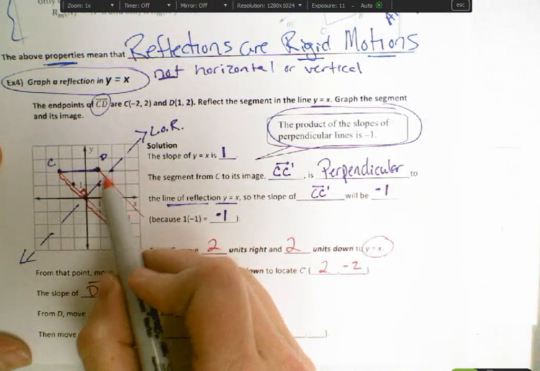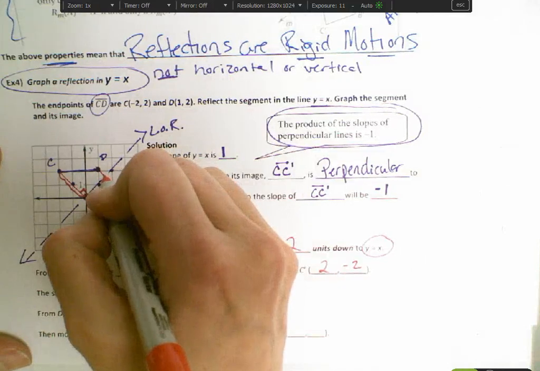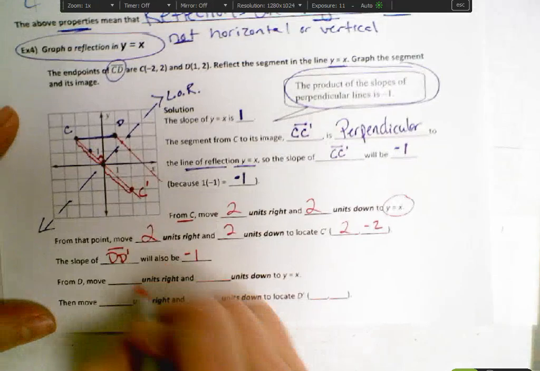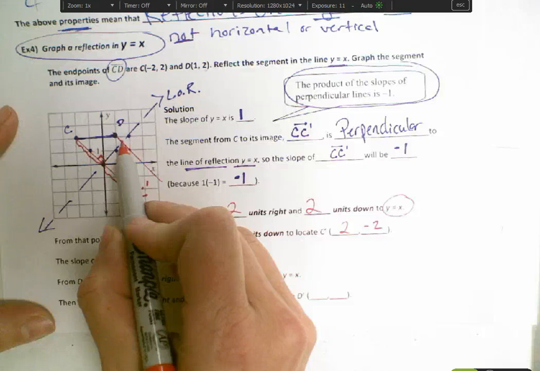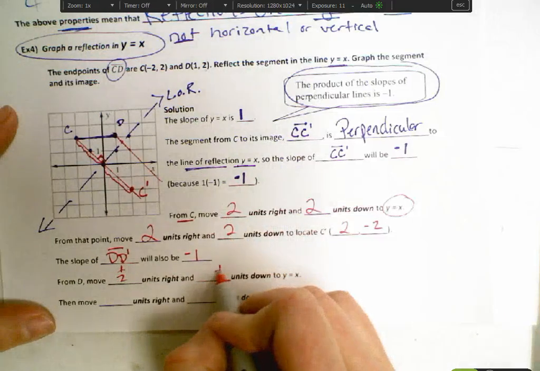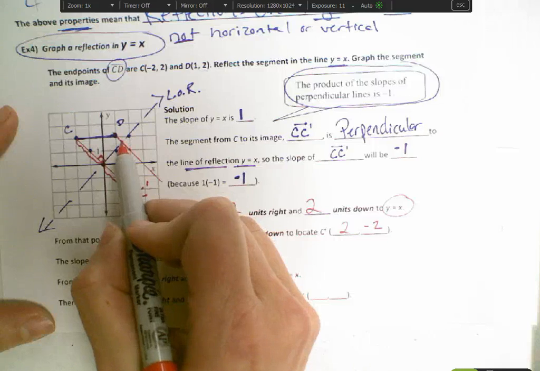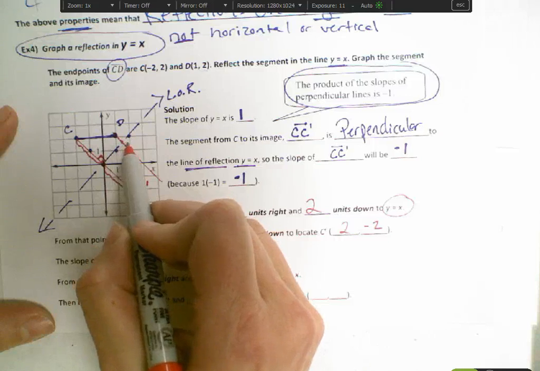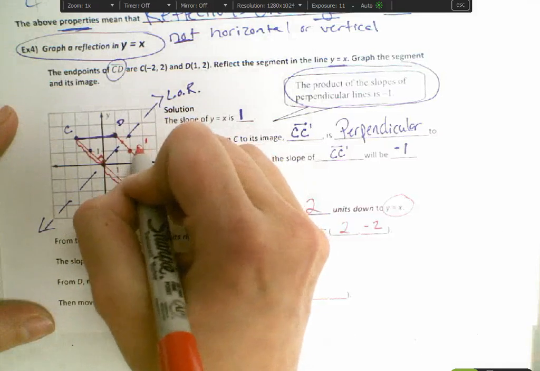To get over to this line, I moved over half and then got down half. So I moved right 1/2 of a unit and down 1/2 of a unit to get to the line of reflection. So I need to continue that same pattern. I move right 1/2 and down 1/2, and I end up with D prime at that position right there.